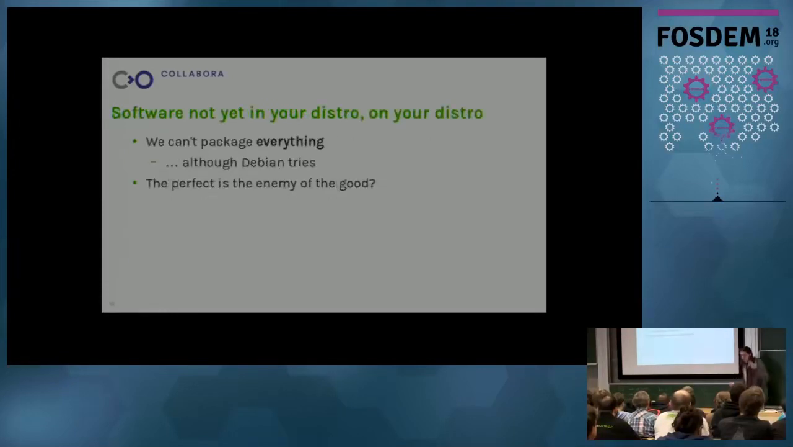Another good thing to do is software that isn't yet in your distribution, but you would like to use it anyway. So some distributions are more complete than others. Debian tries to have everything. Even we don't package everything. And the idea is, ideally, we want everything held to our quality standards. But maybe that's just not feasible, and maybe we should not let the perfect be the enemy of the good here.